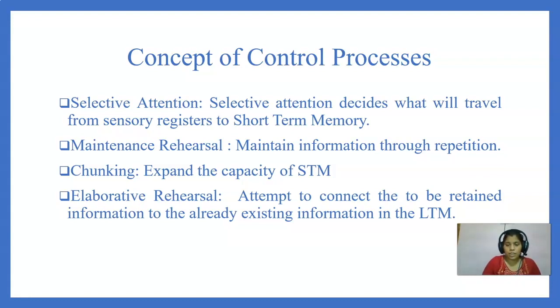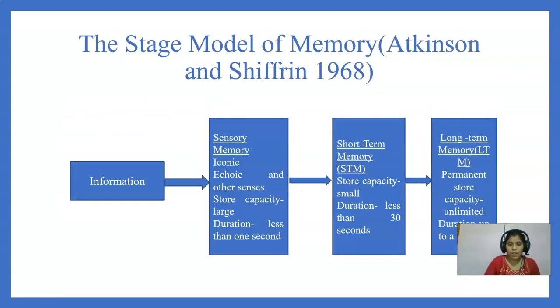So if I pay attention to a stimulus, that information will travel to the short-term memory. Suppose I decided that I'm going to pay attention to my lecture, then that information will travel from sensory memory to short-term memory. Once the information is in the short-term memory, then we have to rehearse the information, which means we have to repeat or practice it. If we practice or rehearse the information, then it will travel to the long-term memory.